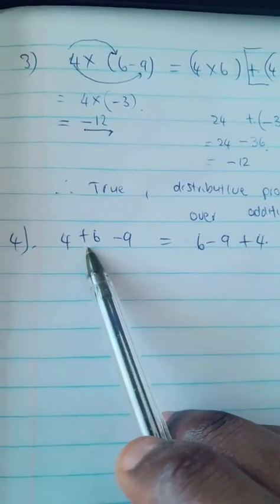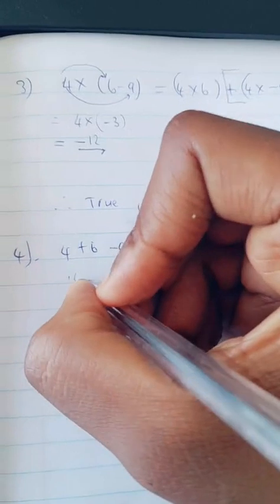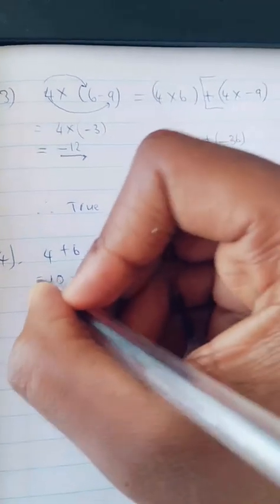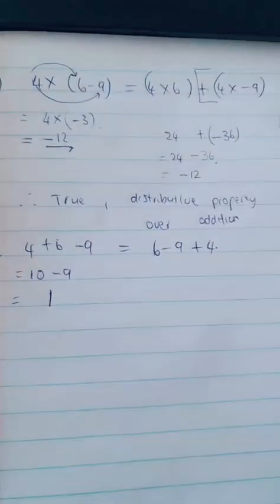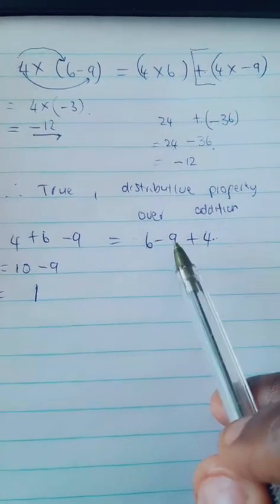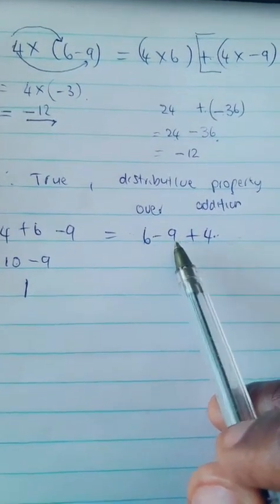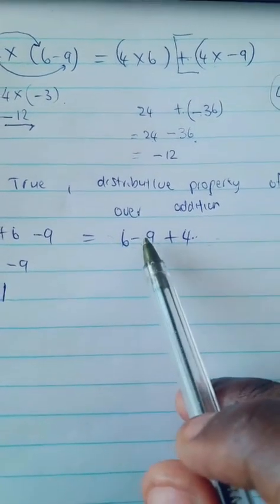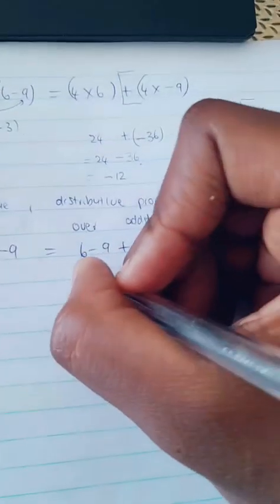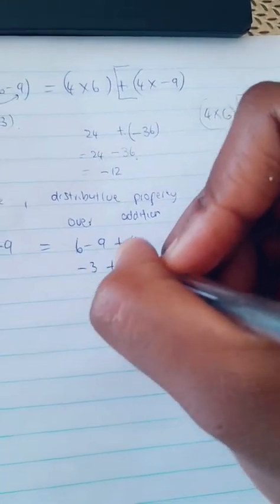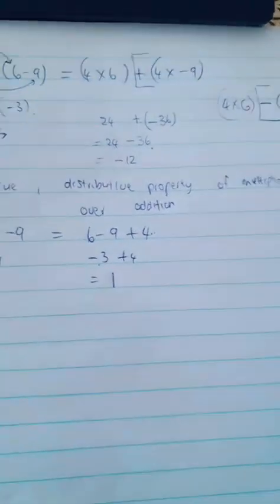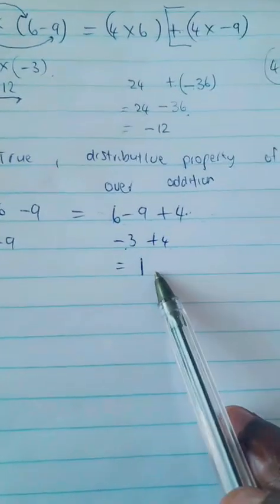What's 4 plus 6? 4 plus 6 is 10. What's 10 minus 9? 10 minus 9 gives us 1. So on the left, we have 1. Let's look at the right side. What's 6 minus 9? Okay, if you guys don't know addition and subtraction of integers, then I'd suggest you take a calculator and utilize it, okay? 6 minus 9 is negative 3. What's negative 3 plus 4? That gives us 1. So we have 1 on the left, we have 1 on the right.